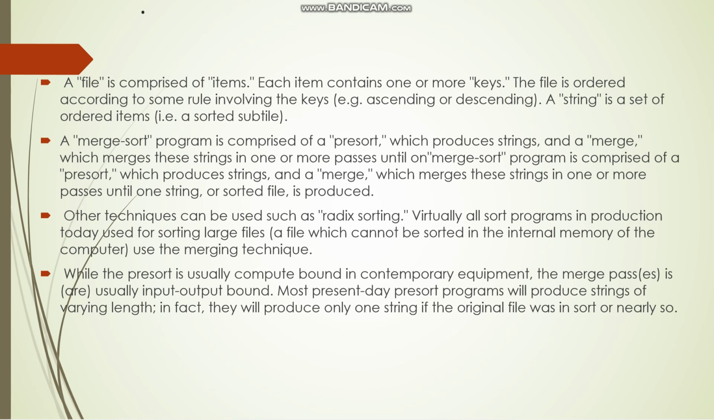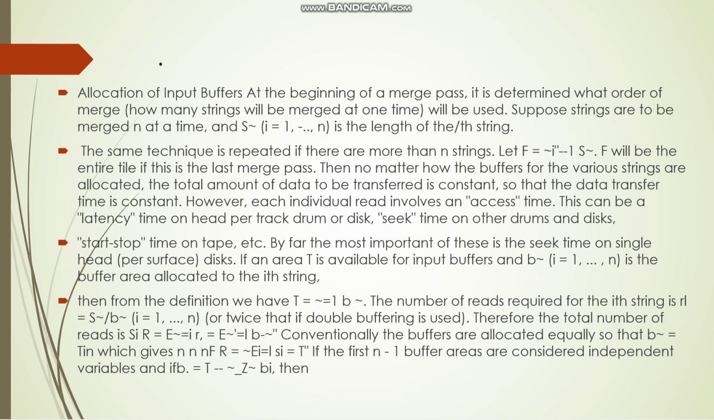Other techniques can be used, such as radix sorting, which virtually all sort programs in production today use for sorting large files. A file which cannot be sorted in the internal memory of the computer uses a merging technique, while the pre-sort is usually compute bound. In contemporary equipment, the merge passes are usually input-output bound. Most present-day pre-sort programs will produce strings of varying length. In fact, they will produce only one string if the original file was in sort or nearly so.